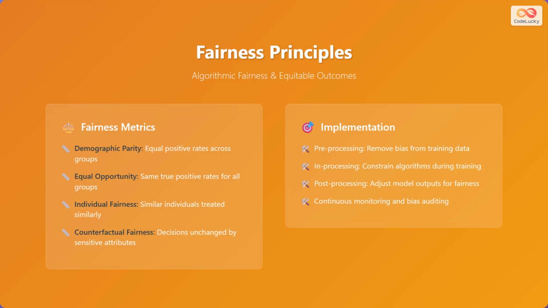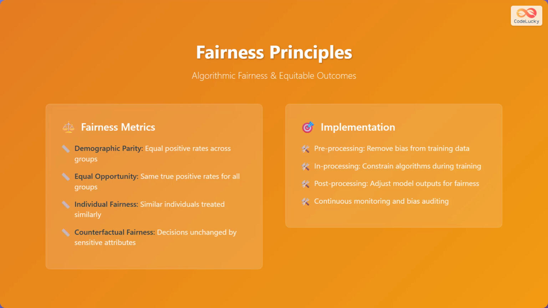Let's consider algorithmic fairness and equitable outcomes. There are several key metrics to achieve this. Demographic parity aims for equal positive rates across different groups. Equal opportunity seeks the same true positive rates for all groups. Individual fairness means treating similar individuals similarly. Counterfactual fairness ensures that decisions would not change if sensitive attributes were different.